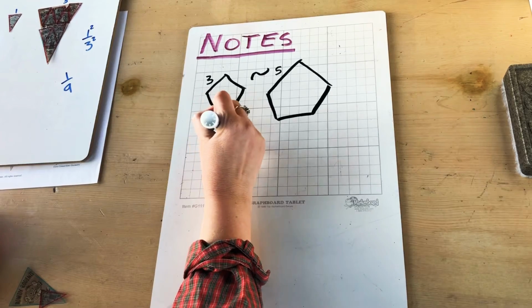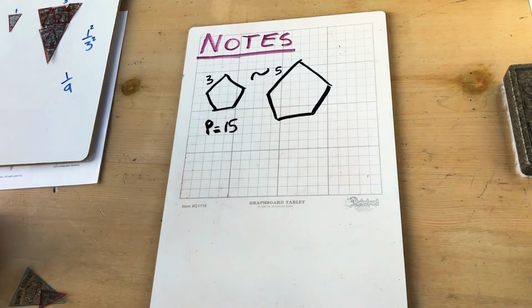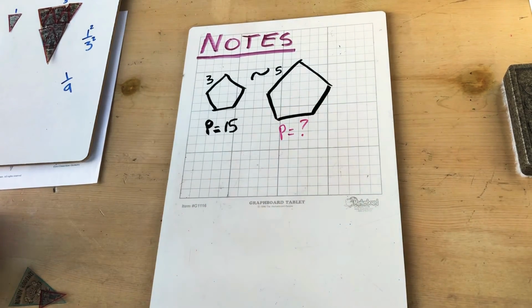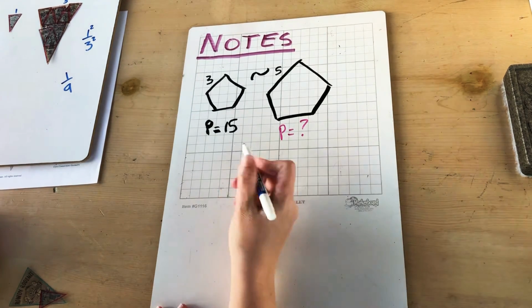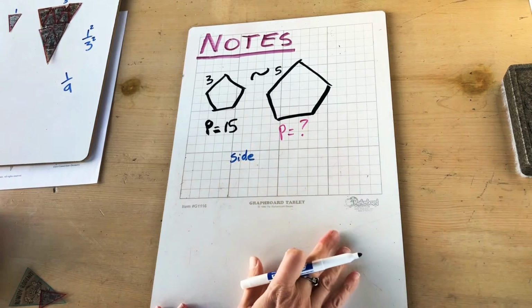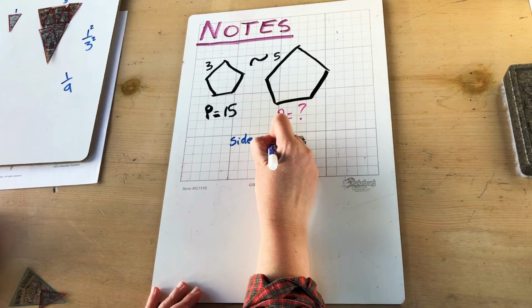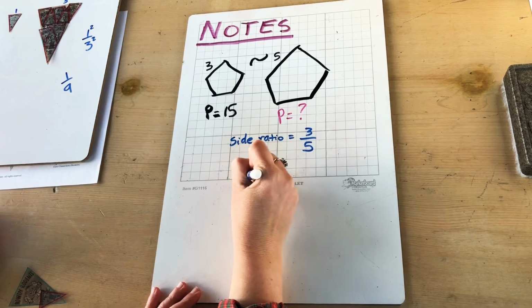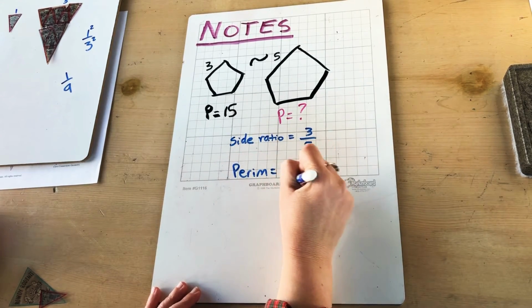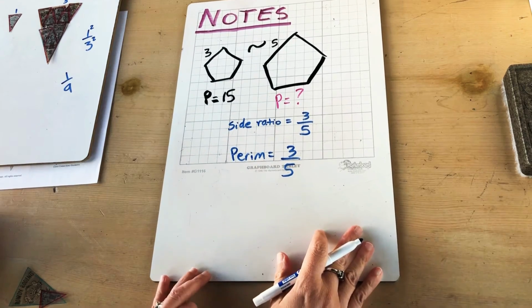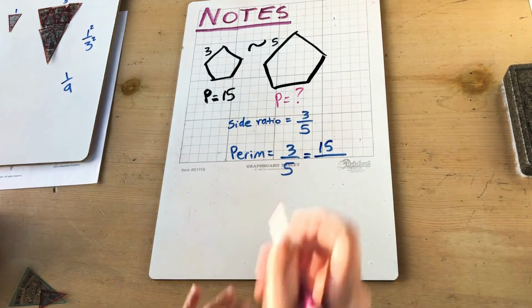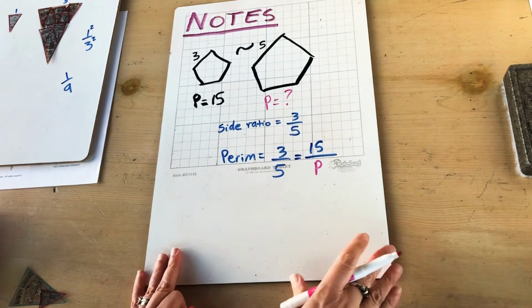And say you're given the perimeter of this little one is 15. And your task is to find the perimeter of the large one. And you're saying, well, wait, I don't know all the other sides, and it's not regular, so I don't know. That's where the ratios come in. So if your side ratio is 3 to 5, then your perimeter ratio is also 3 to 5. But you're going to use that to actually find it. So we're going to go 3 to 5 is our ratio, and it's going to equal 15 to the unknown perimeter that I'm trying to find.